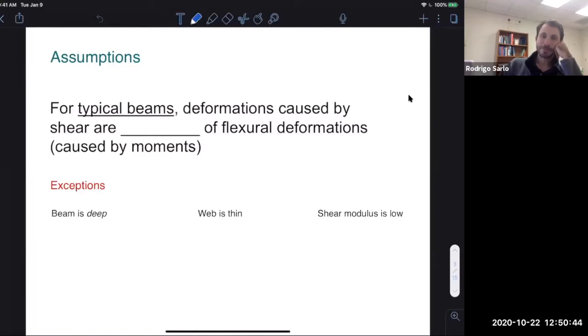So it's got to be a small percent, right? Because we're going to ignore them. In fact, they are less than 1%. So whoever wrote less than 1% is right. Less than 1% of flexural deformation, so very small, okay? And when we say typical beam, we typically mean a slender beam.